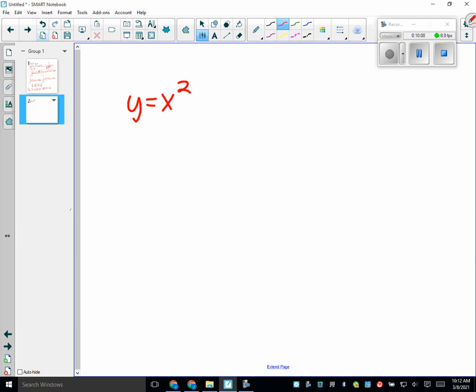And x... well, it's a multiple choice. Find the volume generated when this is revolved around the y-axis. All right? Now, you should know that this looks like this. Right?